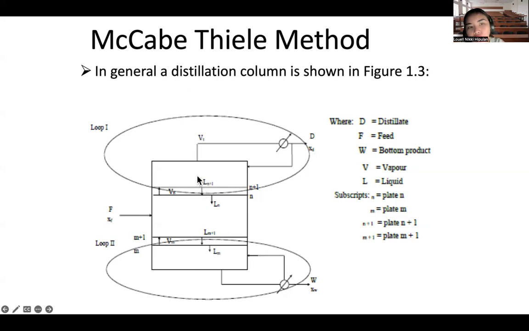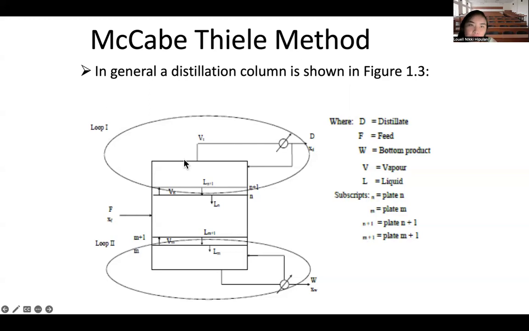So interact with your liquid that is descending on each tray. This interaction is very important for your separation process. And then your L signifies the liquid flow, the liquid that descends from tray to tray. It's facilitated by your downcomers. So the descending liquid provides a surface for your rising vapor to contact.